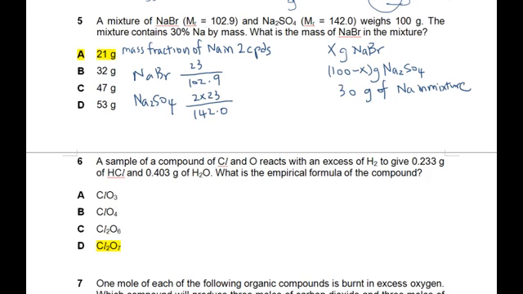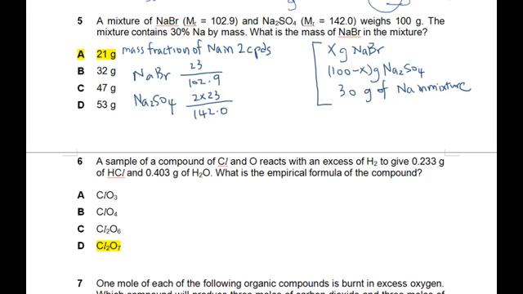In this question, we have a 100 gram mixture of NaBr and Na2SO4, and it's also given that it contains 30% sodium by mass. Very simply, we can let the mass of NaBr that we need to find be an unknown x grams. If it's x grams here, we will also have 100 minus x grams of Na2SO4. And from a simple calculation, we know that we have 30 grams of sodium in the mixture.